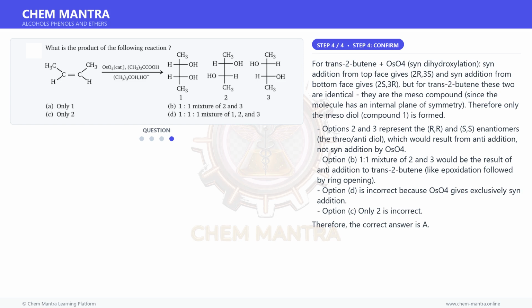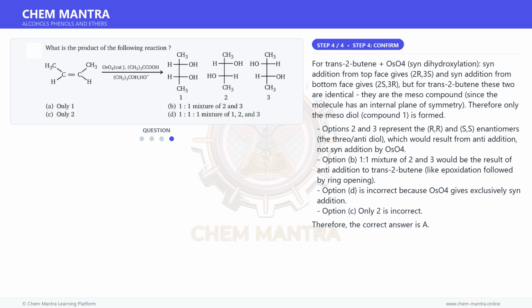For trans-2-butene plus OsO4, syn dihydroxylation, syn addition from the top face gives 2R,3S, and syn addition from the bottom face gives 2S,3R. But for trans-2-butene these two are identical, they are the meso compound, since the molecule has an internal plane of symmetry. Therefore only the meso diol, compound 1, is formed.